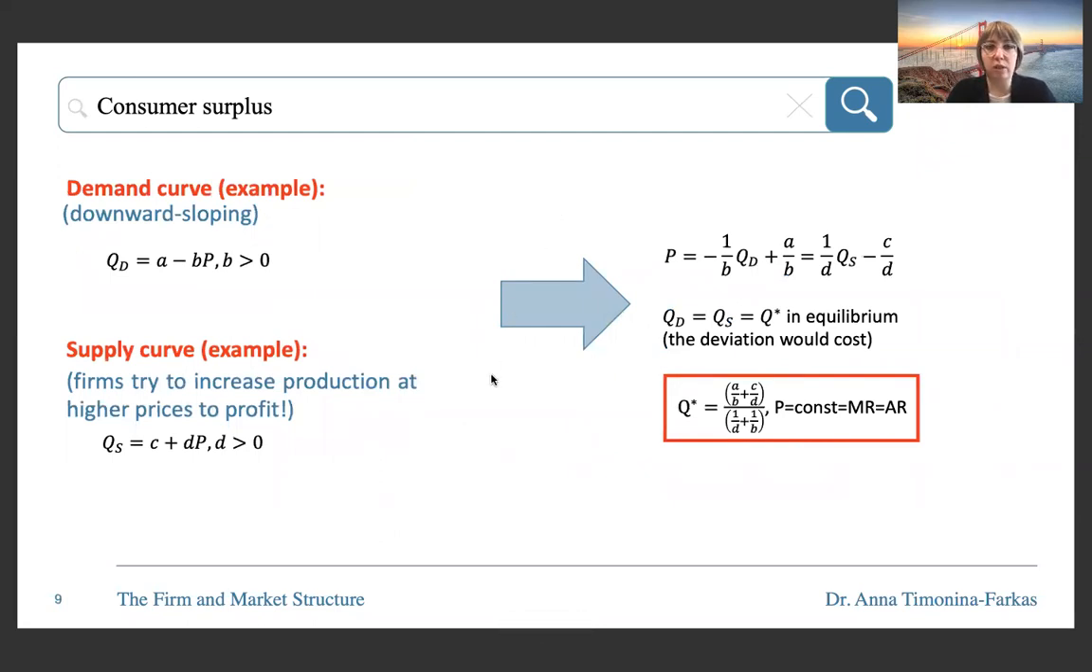Now consider the following way to compute the optimal quantity and optimal price in perfect competition. The demand curve is downward sloping. The supply curve is upward sloping. If we equate the quantity purchased, which should be equal in an equilibrium, we can find the optimal price, and by this, we can also find the optimal quantity. Note that in perfect competition, as said on the previous slide, price is constant for individual companies and it is equal to the marginal revenue and at the same time to the average revenue.